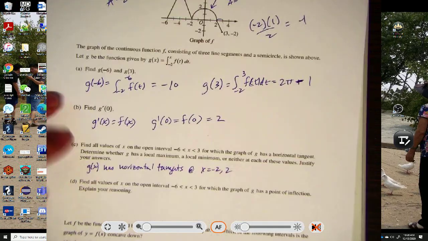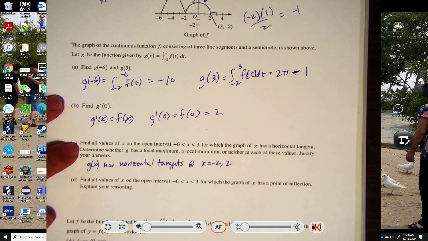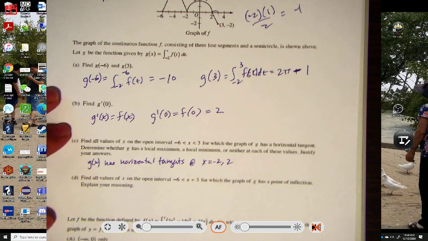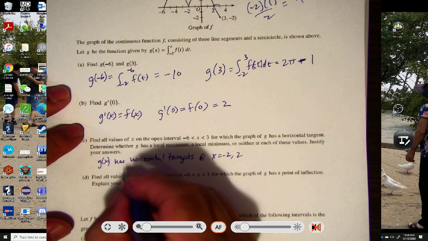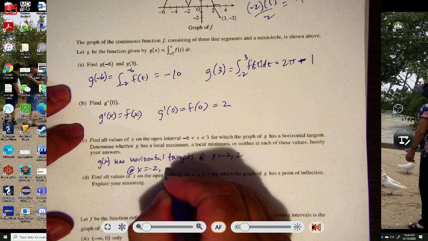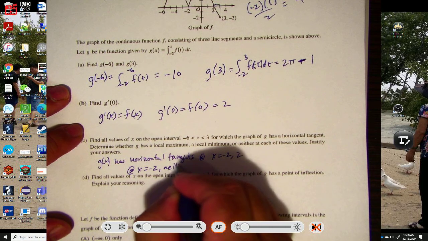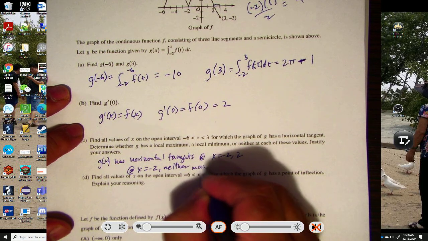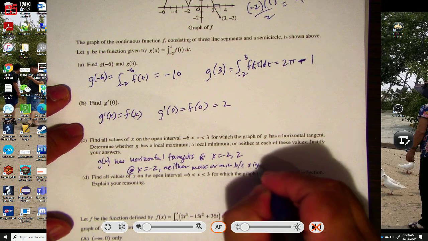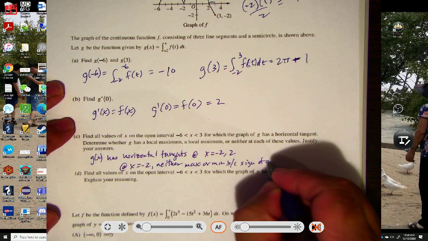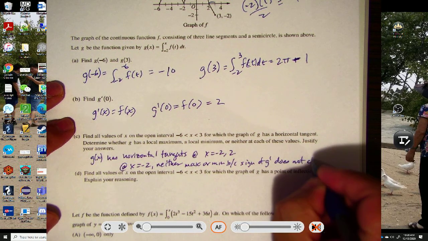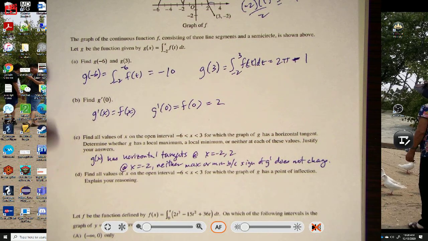Continuing. Determine whether g has a local maximum, minimum, or neither at these values. X equals -2 is neither max nor min, because the sign of g prime does not change. And I really ran out of space, didn't I? So maybe I'll make more space on your sheet.